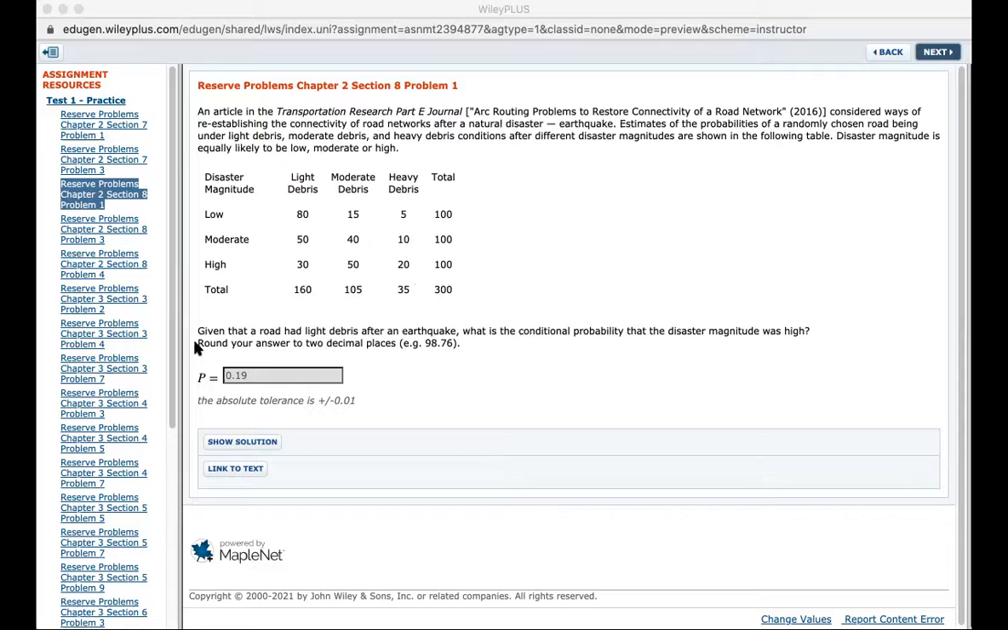So the question is, given that, then definitely this problem is about conditional probability, right? Given that roads had light debris after an earthquake, that event has already occurred. So what is the conditional probability that the disaster magnitude was high? High magnitude is right here. Okay, give me a second.